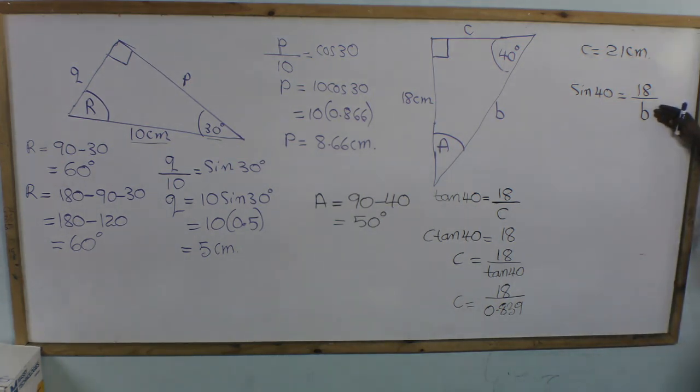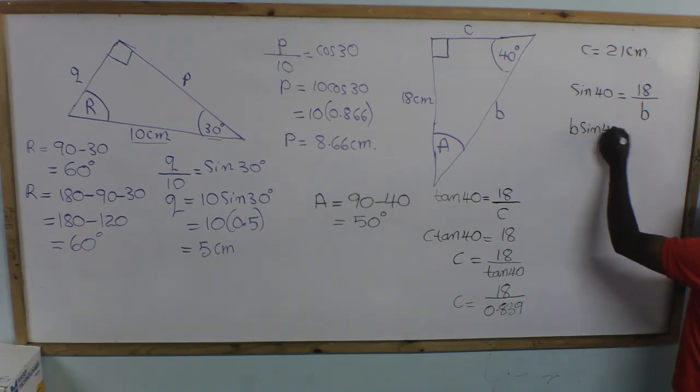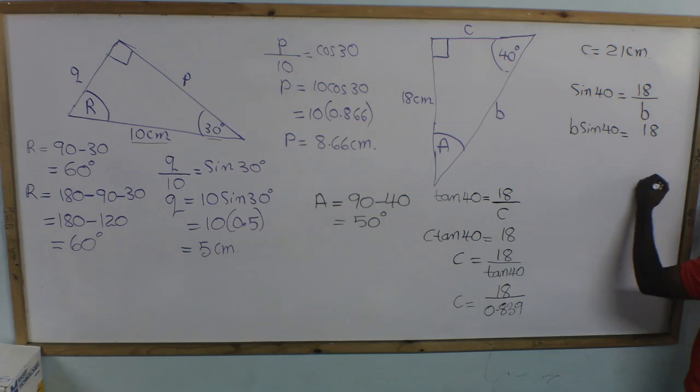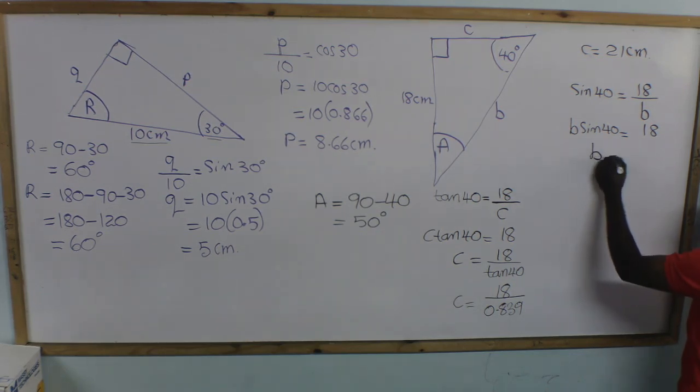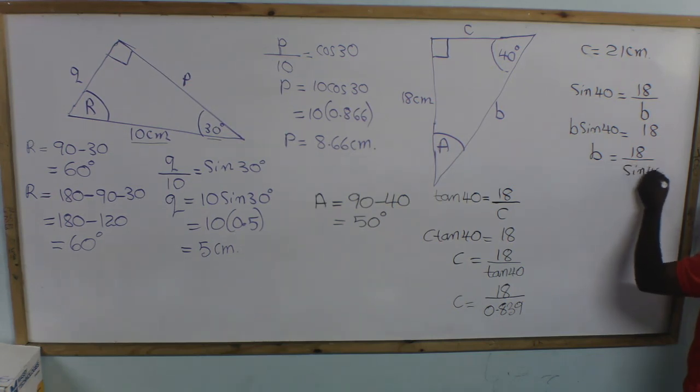Now what do we do with this b that we are dividing by here? So b sine 40 is equal to 18. So b is equal to 18 over sine 40.